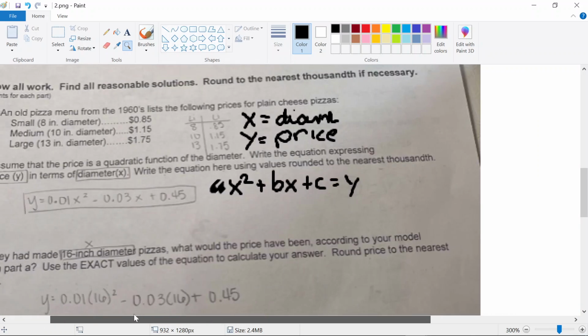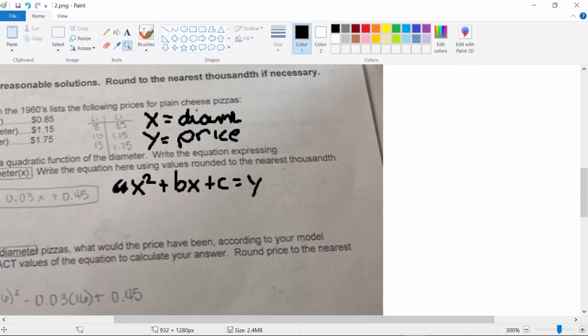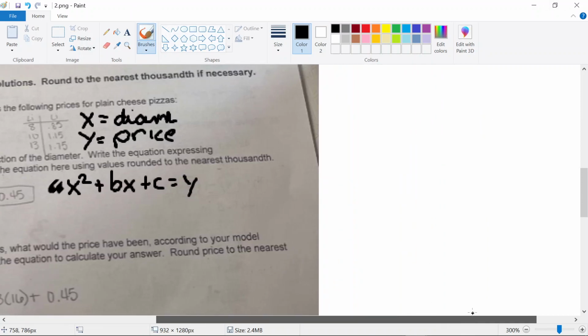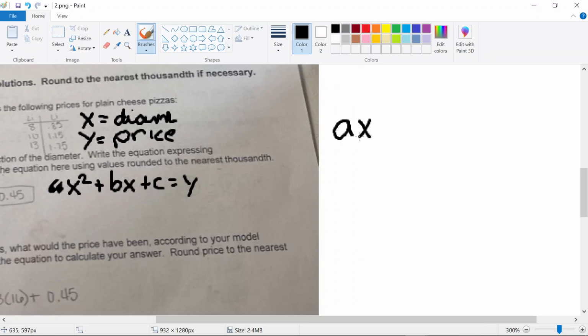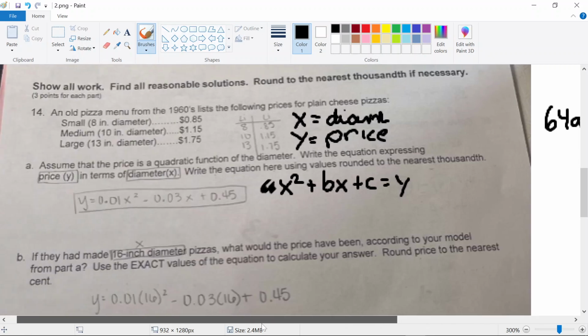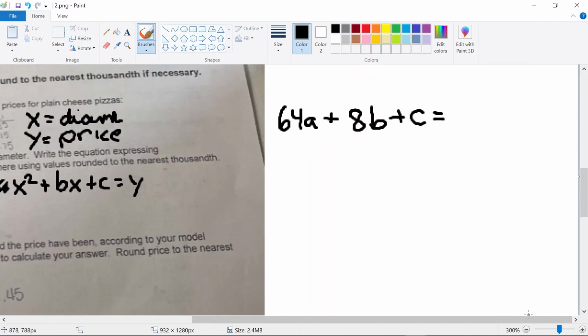So here it is. An 8-inch pizza is 85 cents. So for an 8-inch pizza, the equation is A times x squared, AX squared plus BX plus C. So if the diameter is 8, x is the diameter, 8 squared is 64. So this is going to be 64A plus 8B plus C equals, and what was that price again for that pizza? 85 cents.